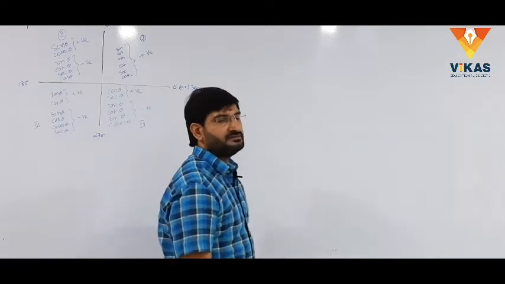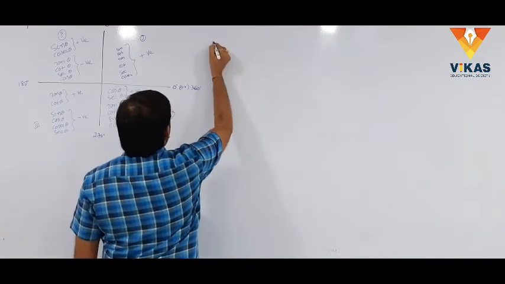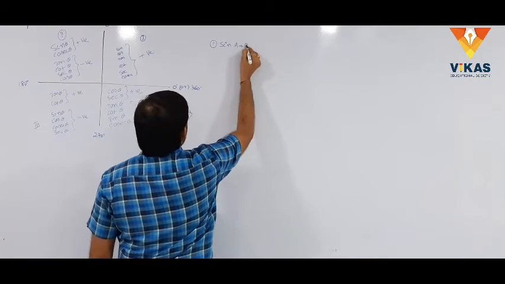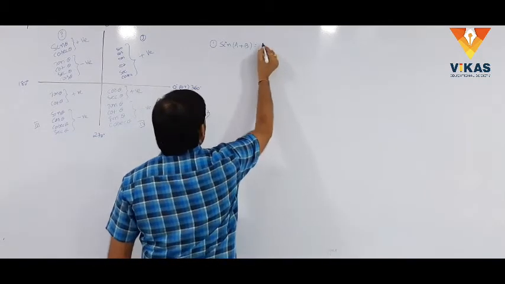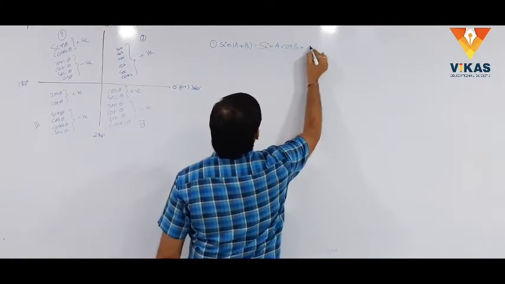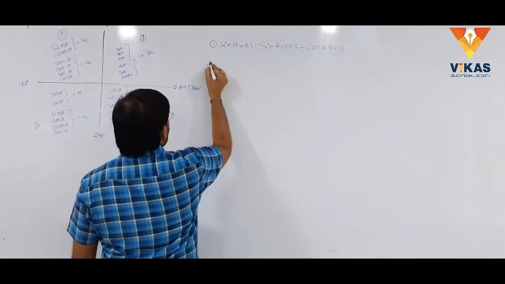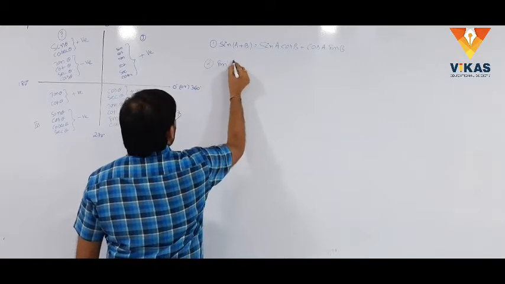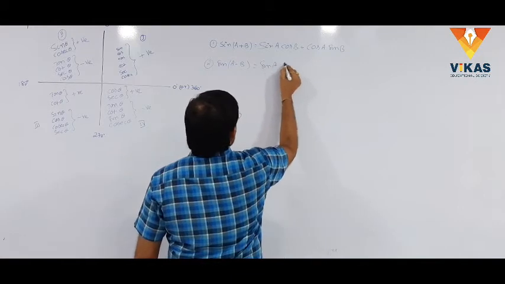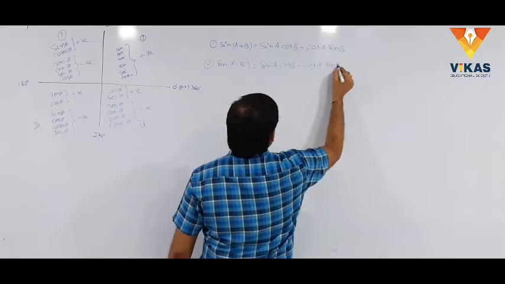Today our topic is trigonometric formulas. Simply, the first relation is sin A plus B. What is the formula for sin A plus B? This can be written as sin A cos B plus cos A sin B. Similarly, the second relation is sin A minus B: sin A cos B minus cos A sin B.